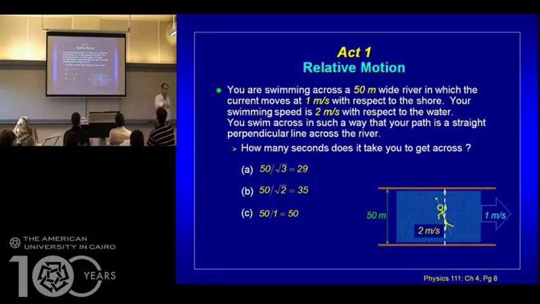Guys, are you solving the assignment, or what are you doing? Will you please pay attention?